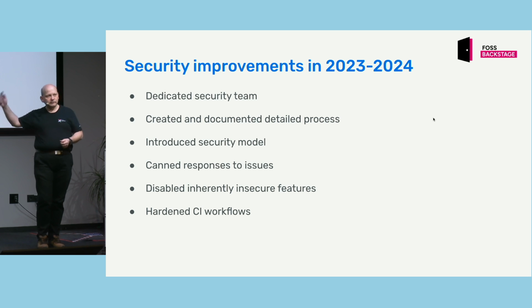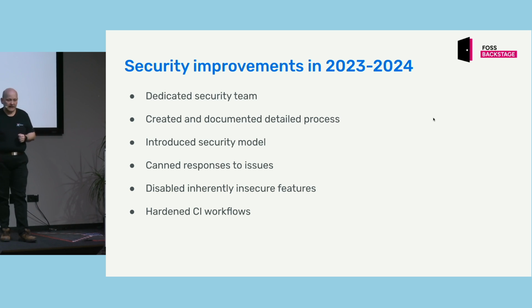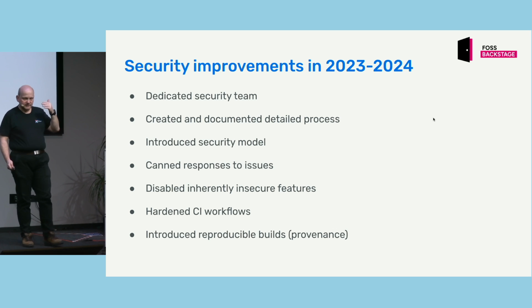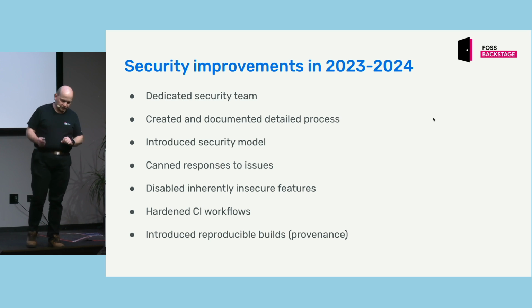And a year later, Ultralytics came and they had exactly this problem, like the one that we prevented because of Sovereign Tech Fund funding our efforts on hardening our CI workflows. We also introduced reproducible builds and provenance so that we can know that our packages are produced from our source code.